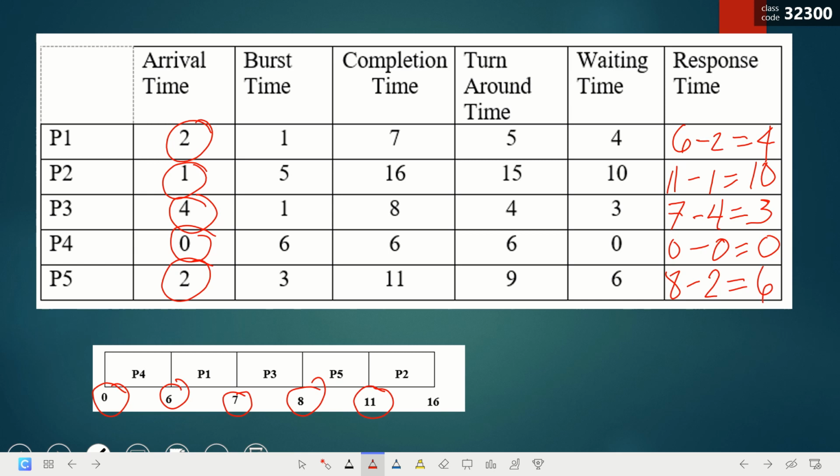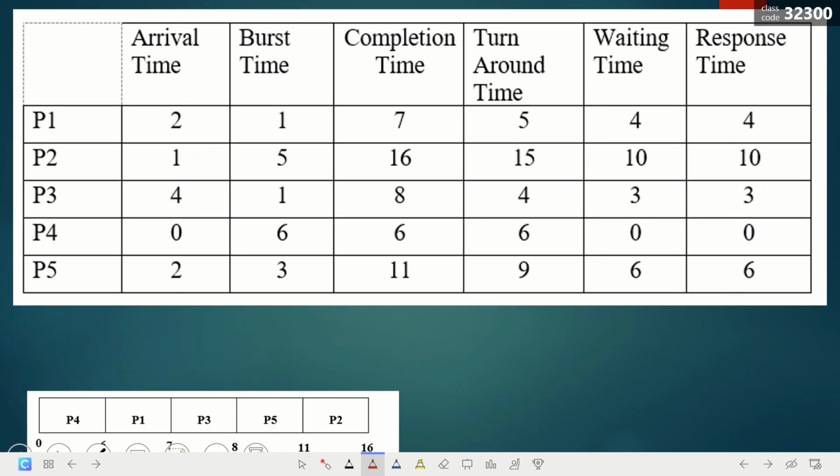Okay? So again, to solve for the response time, look at the Gantt chart. What time does the process come into the running state? And check the arrival time for each process. Now, if you look at the waiting time and the response time, they have the same values. The waiting time and the response time always have the same value.